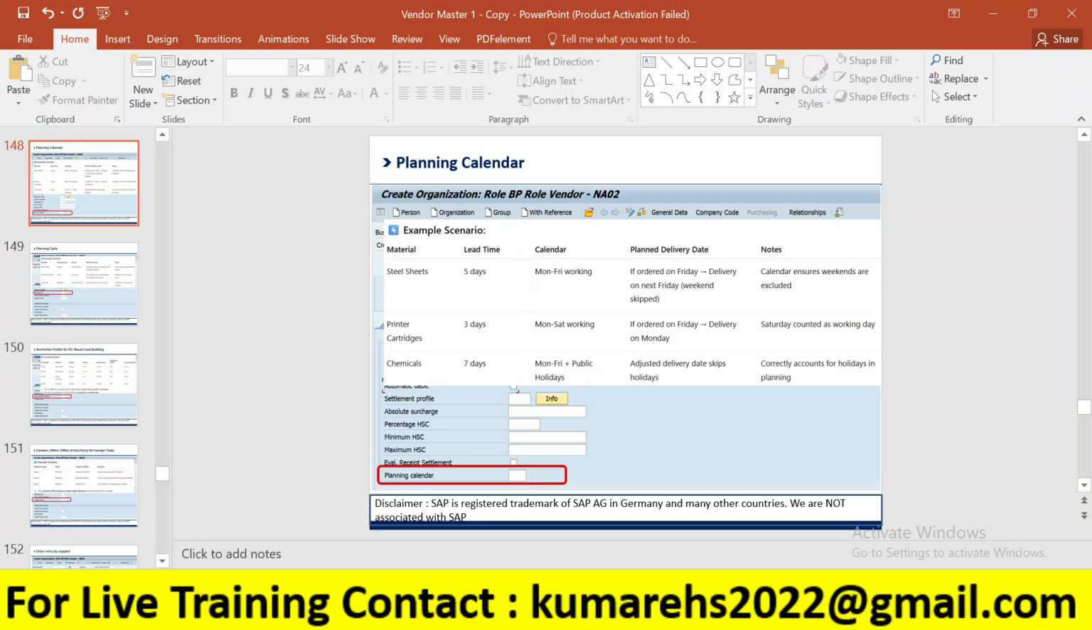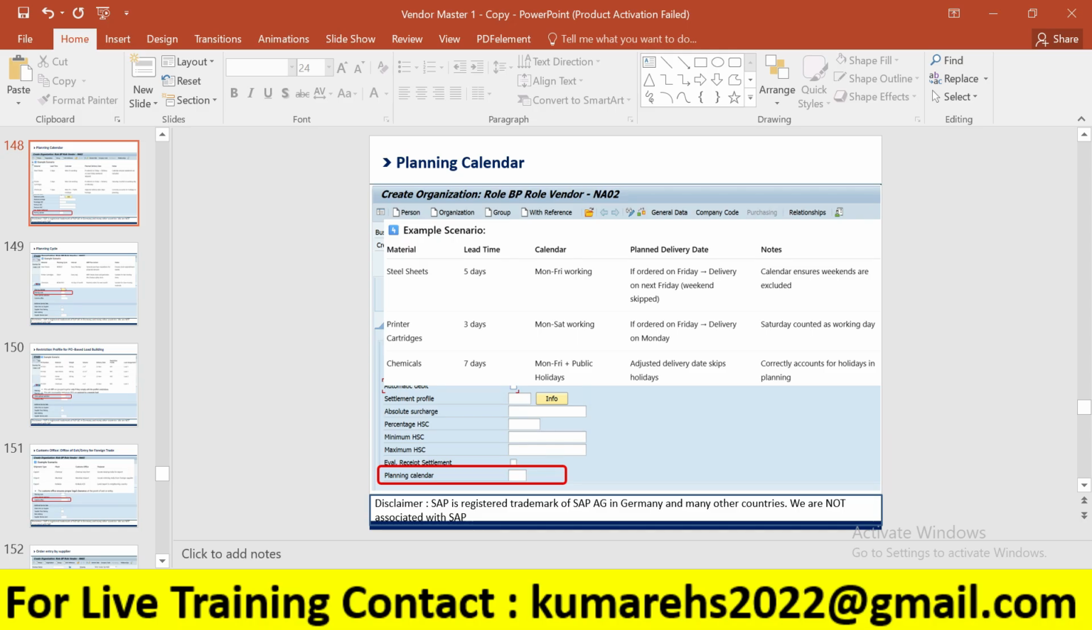Step number 2, integration in MRP and scheduling. SAP uses this calendar to calculate planned order dates and delivery dates. For example, if a material has a lead time of 5 days but includes a weekend, SAP adjusts the schedule based on the planning calendar.